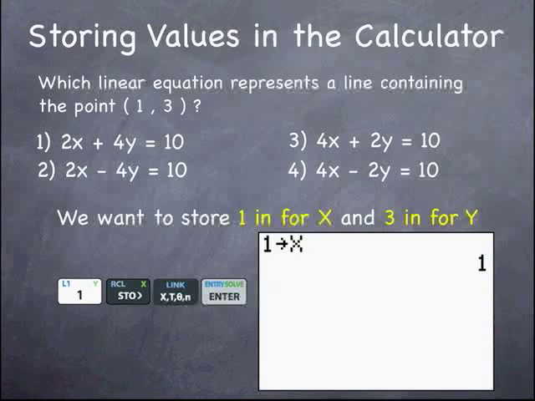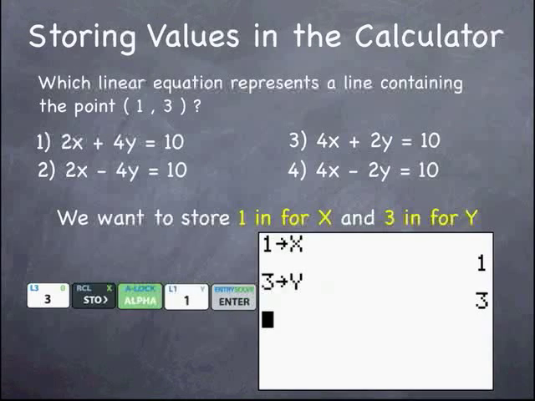I'm going to do the same for y. Now notice the y doesn't necessarily have a button associated to it. You're going to have to use the alpha button. So you're going to have to type the 3, then hit the store, and then hit alpha, and if you locate the y, it's a little green letter next to the 1. So you'll have to hit alpha 1, and then you'll hit enter, and that will store 3 in for y.